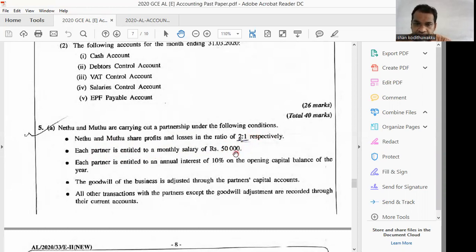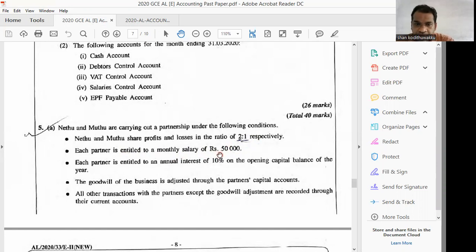Here on my screen, there is a line. Therefore, you can't see the 50, but it should be 50,000. In the original paper, they have mentioned 50,000. Monthly salary of 50,000. When you remove the last 3 zeros, it will be 50. 50 into 12, 600 per partner. Salary is a way of distributing net profit among the partners.